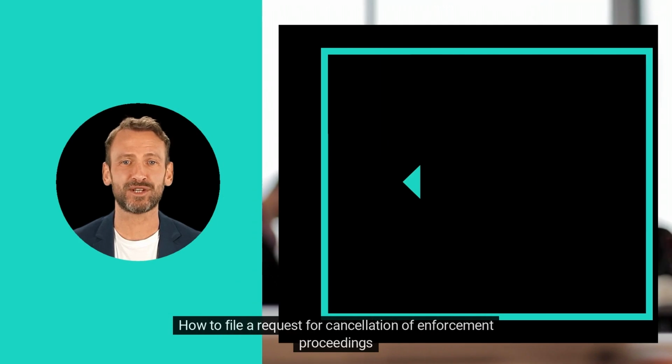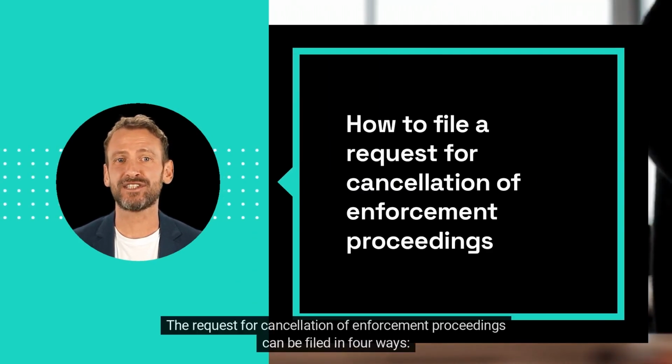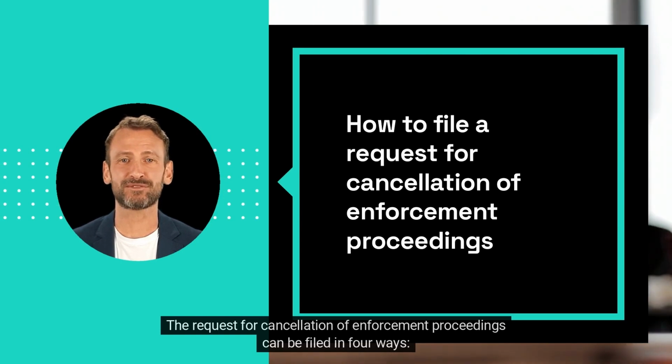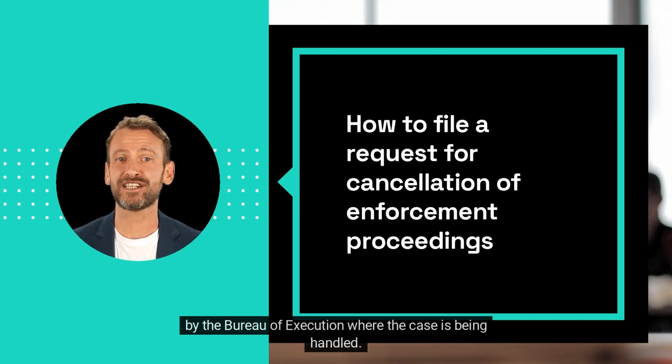How to file a request for cancellation of enforcement proceedings. The request for cancellation of enforcement proceedings can be filed in 4 ways. Manual submission of the appropriate and designated form for the application and of all references required by the Bureau of Execution where the case is being handled.